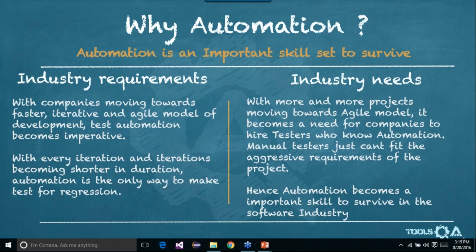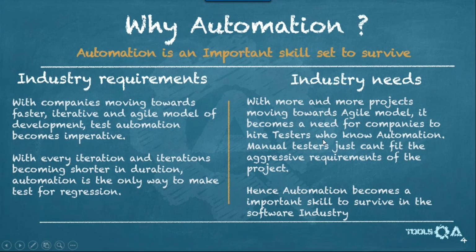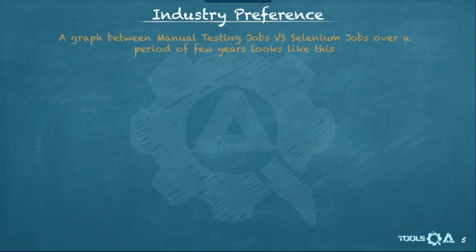Then the second point that I want to mention is industry needs. I have actually covered this a little bit already. So here we are talking about the same thing: as we are moving towards the agile model, with aggressive timelines, it's a lot of pain for the tester to keep up. So the only thing available is to automate your tests, free up your time, and utilize your time in a better way. All right, so let's move on to the next slide.